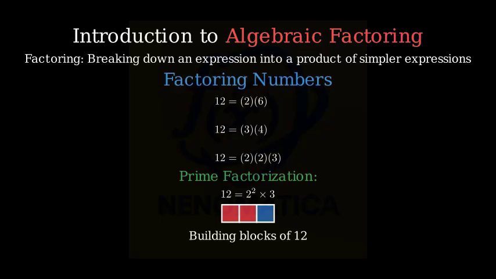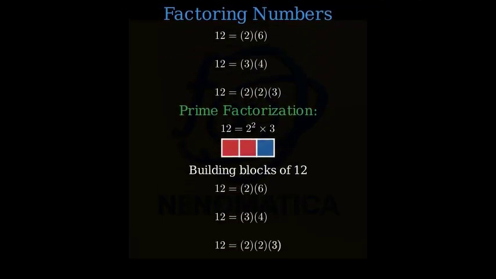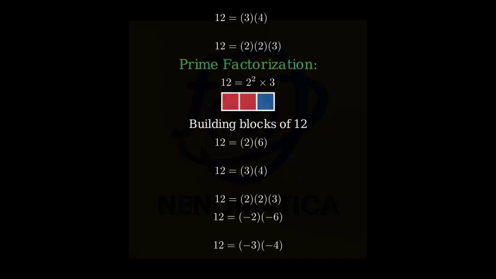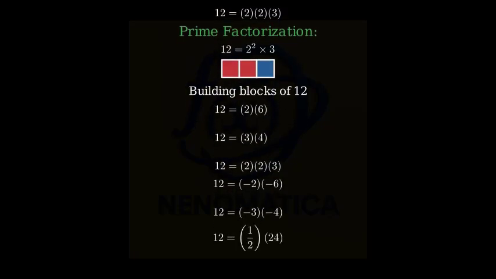Let's look at some other ways to factorize the number 12. We can express 12 as 2 times 6 or as 3 times 4 or as 2 times 2 times 3. We can also use negative numbers, such as negative 2 times negative 6 equals 12, or negative 3 times negative 4 equals 12. We can even use fractions, like 1/2 times 24 equals 12.